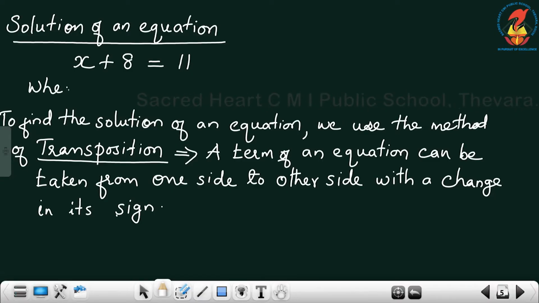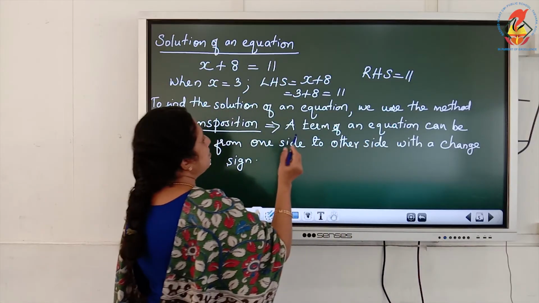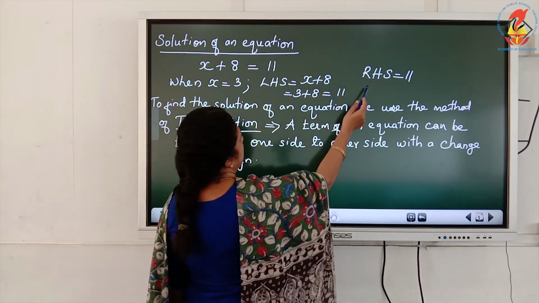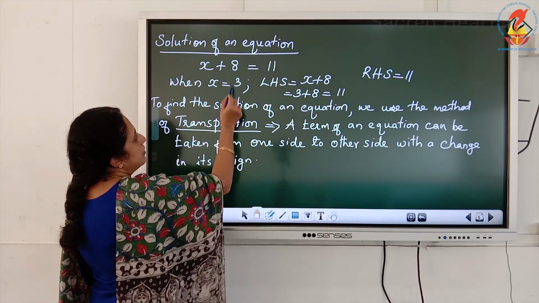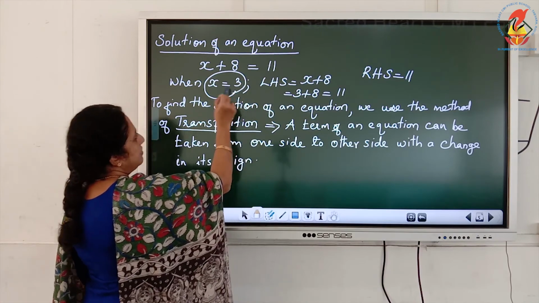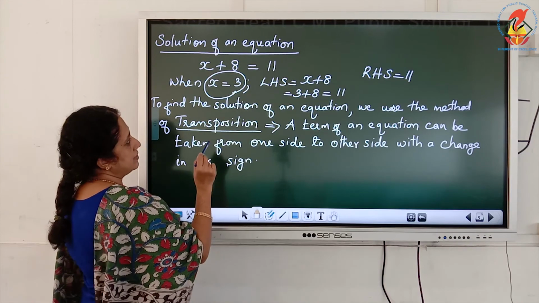So when x is equal to 3, the left hand side is x plus 8, therefore 3 plus 8 which is equal to 11. And what about the right hand side? Right hand side is equal to 11. So there is a balance between the left hand side and right hand side, and this balance occurs when x is equal to 3. Therefore the value of x, the value of the variable, is known as the solution of the equation.